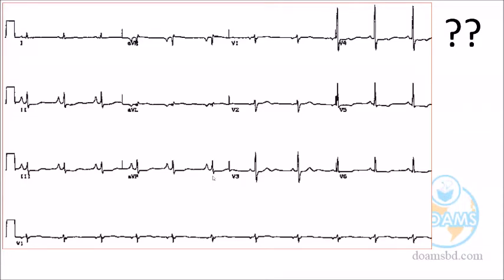Then learning will be better, doctor. Can anyone say? Don't feel shy. You look at lead 2. This is the P wave here.